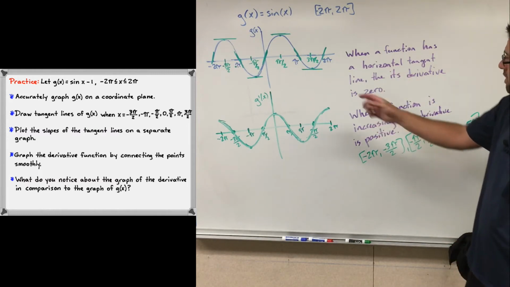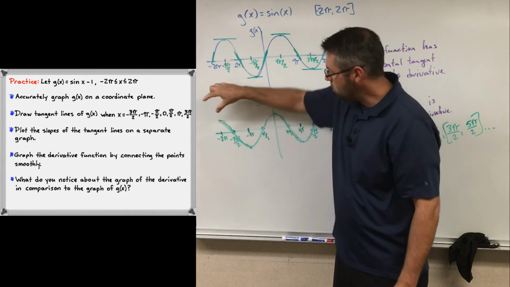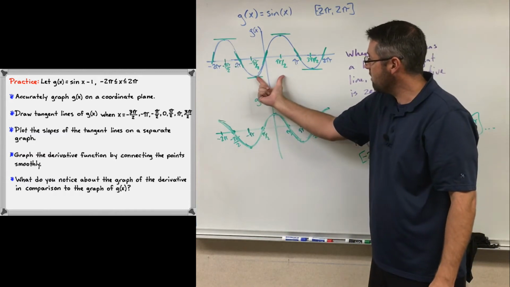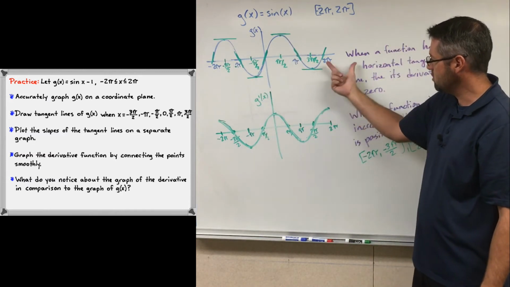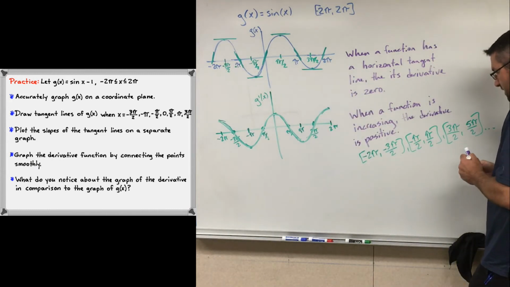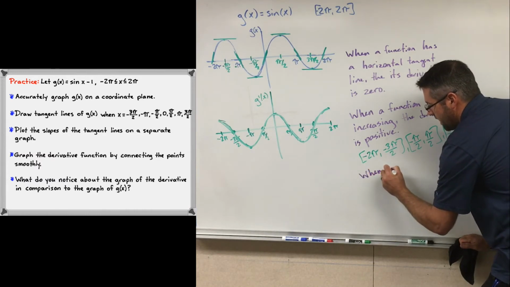But look at the intervals. From here to here, we see increasing. Well, over the same interval here, we see that g prime is above the x-axis. It's positive. From negative pi over 2 to pi over 2, increasing, we see positive. From 3 pi over 2 to 5 pi over 2, we see positive. Now, the next statement, we would say, kind of correlates with that.